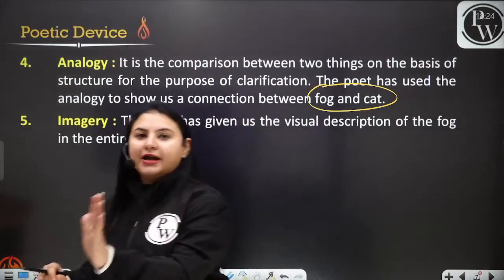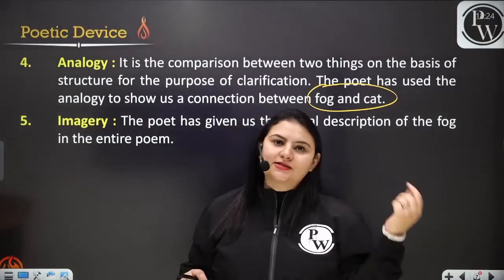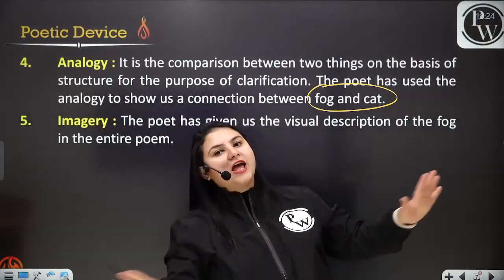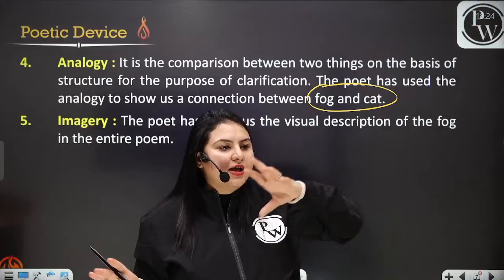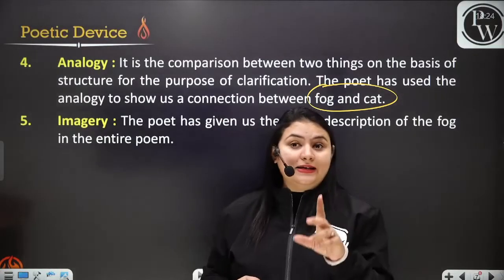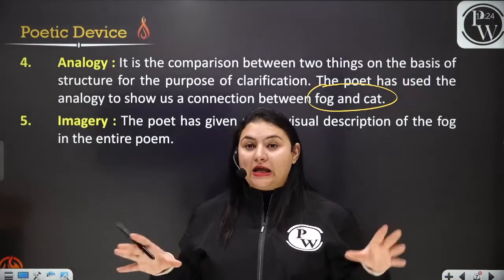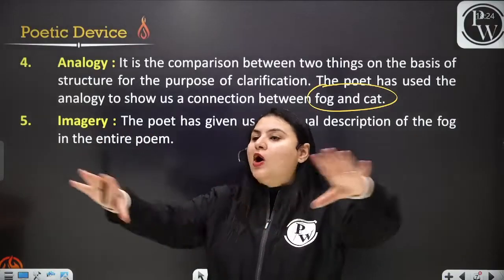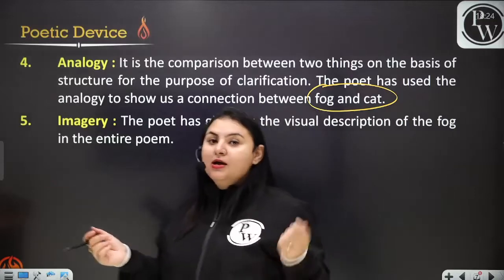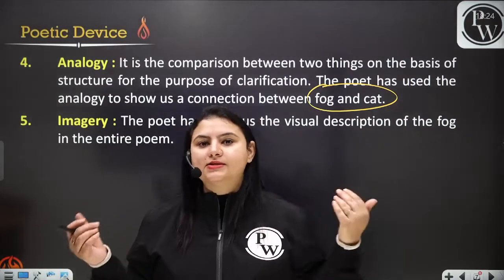The way the cat comes, the way the cat leaves without making a noise, the fog does the same. Just like a cat sits and observes everything around it, when a cat is looking, it is observing each and everything around it silently, just like the fog does. They're comparing how the fog covers and sits and looks, although the fog is not looking, but the poet has compared it just like the cat does. So this is an analogy.